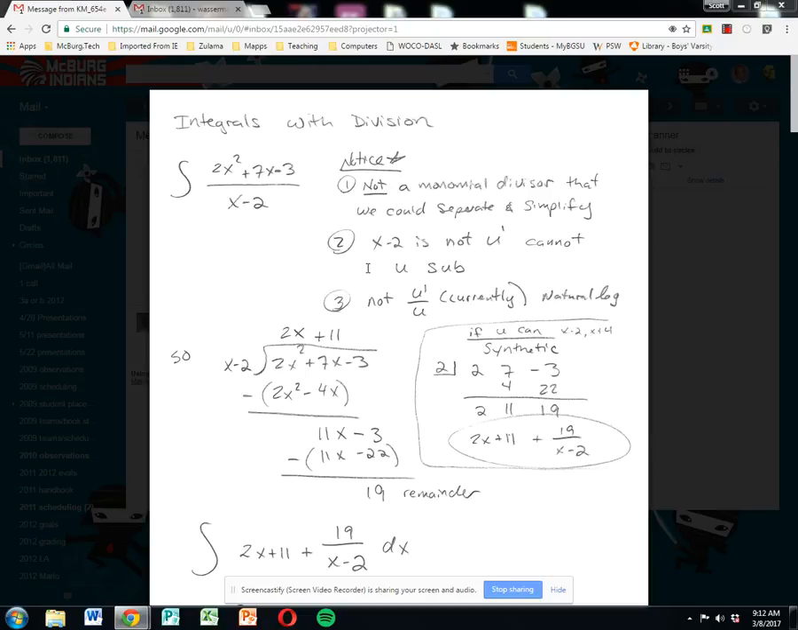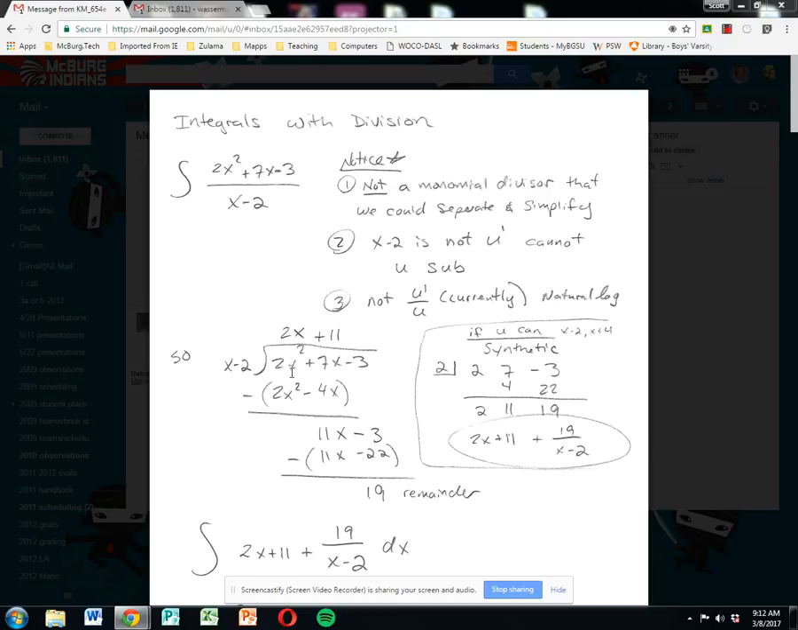Also notice that x minus 2 is not the derivative of this top. This top would be 4x plus 7. I can't even divide anything. Not like a u prime that I could do some sort of u sub. So sadly, since it's not a monomial divisor, it's not in the form of u prime over u, it's not set up well for a u sub, I'm going to have to try something called long division, if you can remember that from algebra 2 or even pre-calculus.